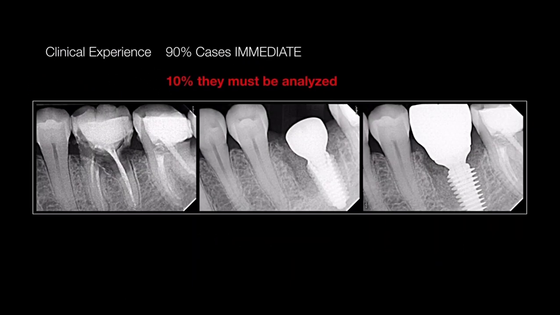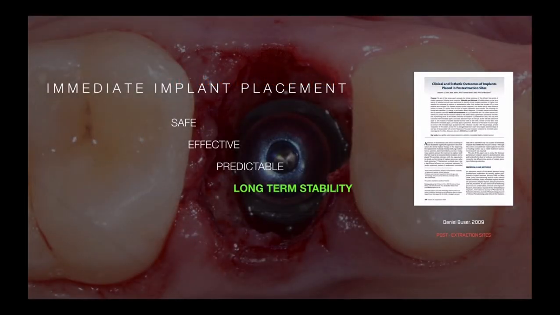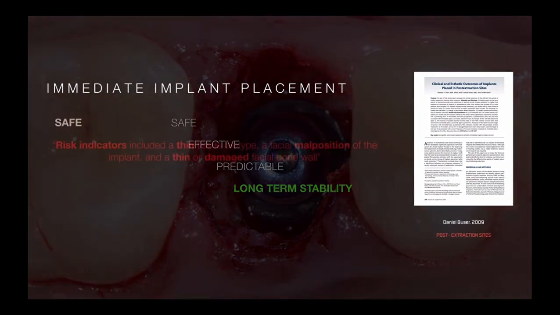I have to say that 90% of my cases are immediate. Today, the efficacy and also the safety of placing an implant the day of the extraction has been proven. But that 10% of the cases we don't do immediate must be analyzed, and very well analyzed. According to Daniel Buser in 2009, we know that immediate implant placement is a safe, effective, predictable, and long-term stable treatment option in most of the cases.